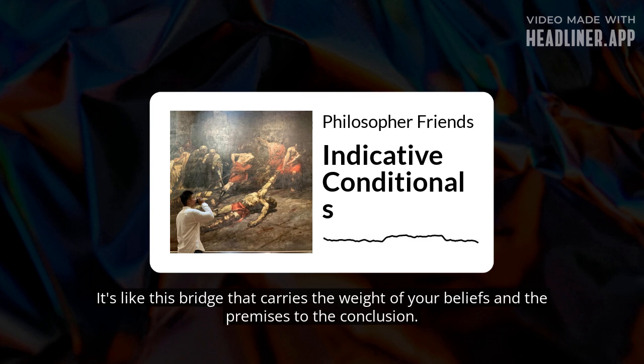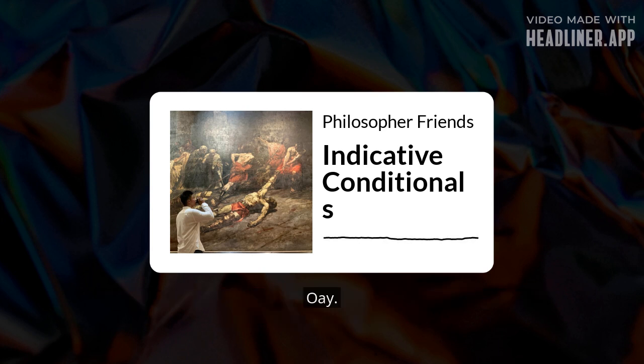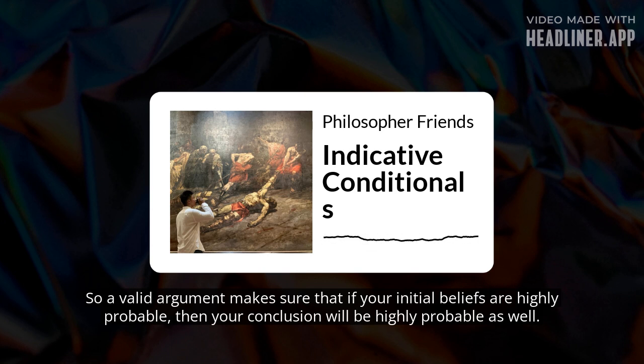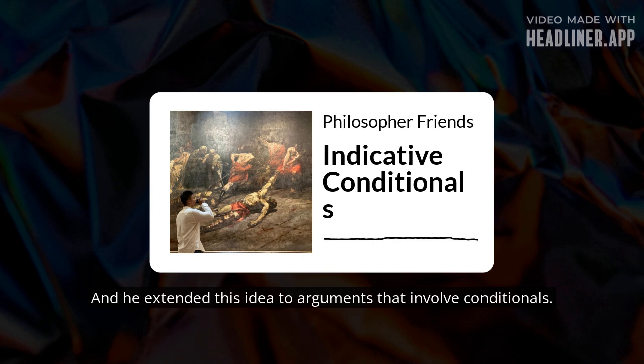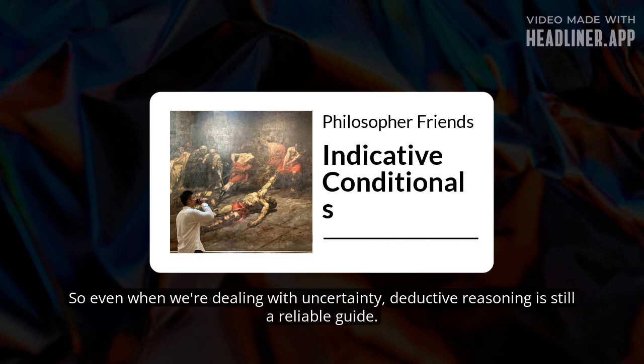Exactly. It's like this bridge that carries the weight of your beliefs in the premises to the conclusion. So a valid argument makes sure that if your initial beliefs are highly probable, then your conclusion will be highly probable as well. Interesting. And Adams showed that those classically valid arguments, the ones that preserve truth, also have this property of preserving probability. And he extended this idea to arguments that involve conditionals. So even when we're dealing with uncertainty, deductive reasoning is still a reliable guide. It is.